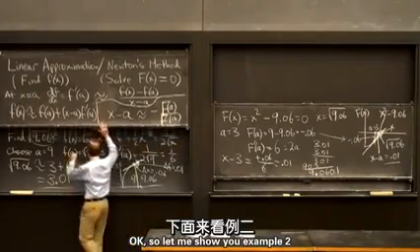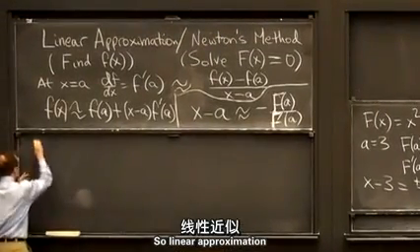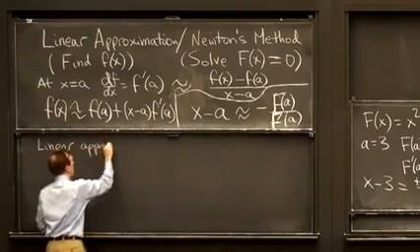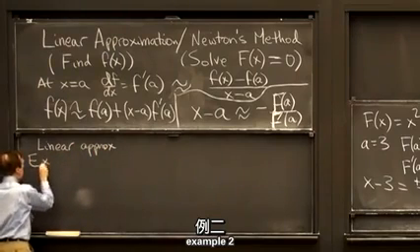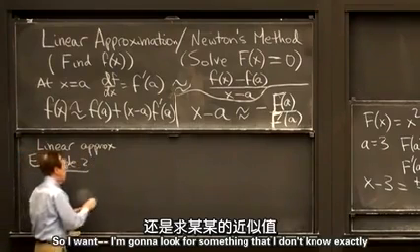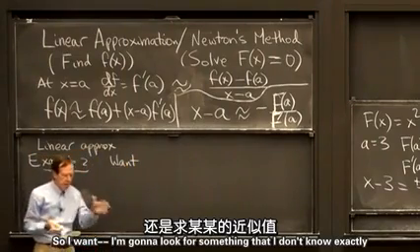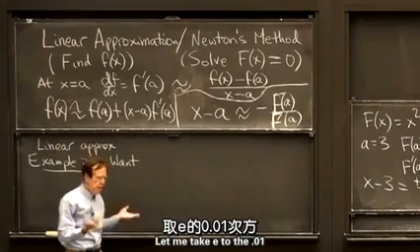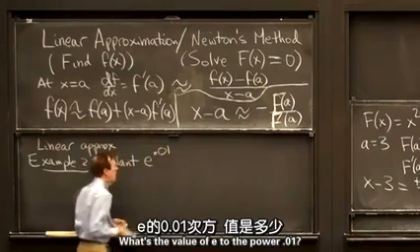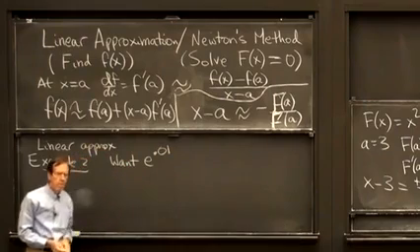Okay. So let me show you example 2. So linear approximation. Example 2. So I want, okay, I'm going to look for something that I don't know exactly. Let me take e to the 0.01. What's the value of e to the power 0.01?